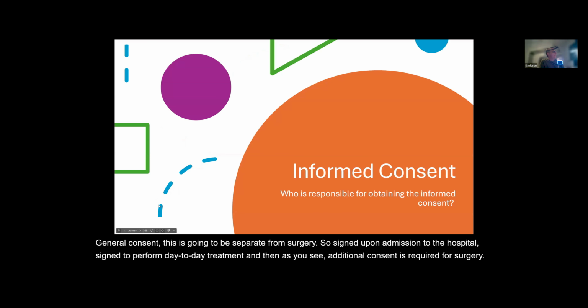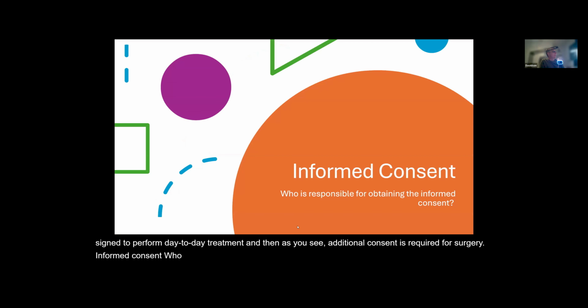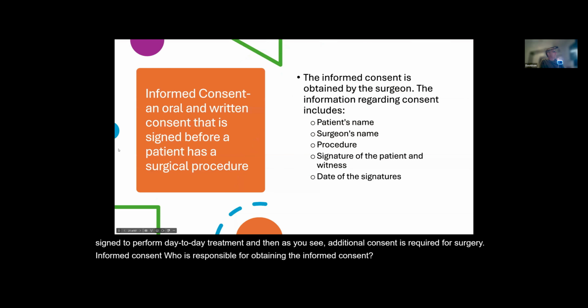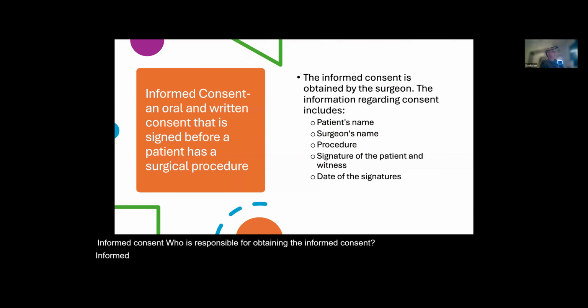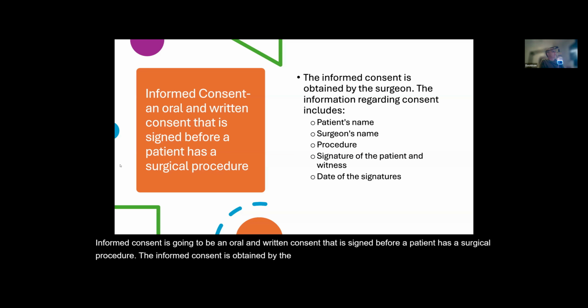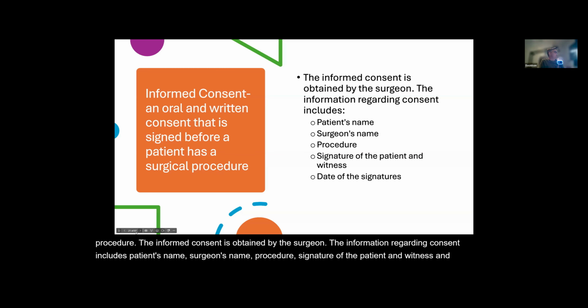Informed consent. Who is responsible for obtaining the informed consent? Informed consent is going to be an oral and written consent that is signed before a patient has a surgical procedure. The informed consent is obtained by the surgeon. The information regarding consent includes patient's name, surgeon's name, procedure, signature of the patient and witness, and the date of the signatures.